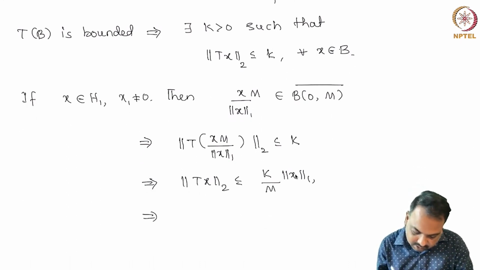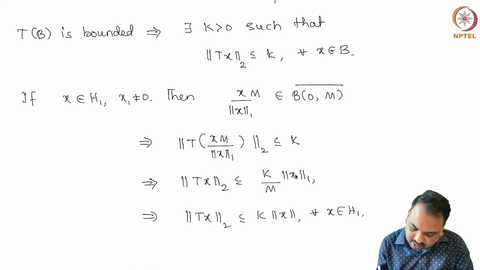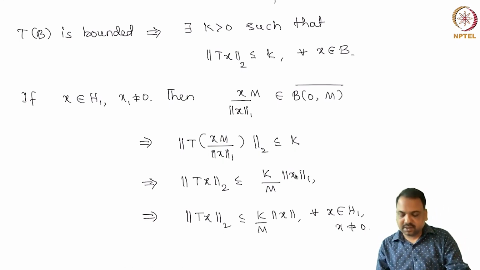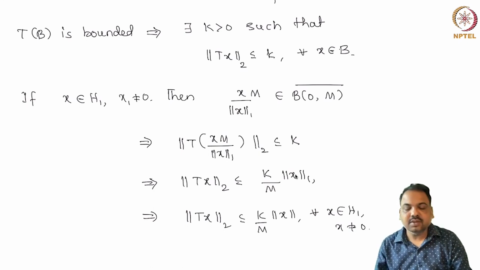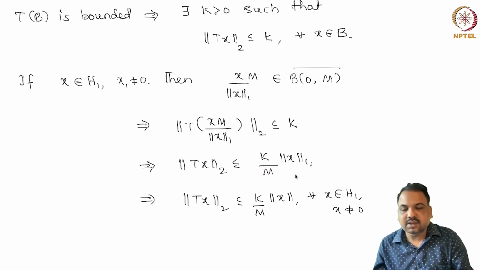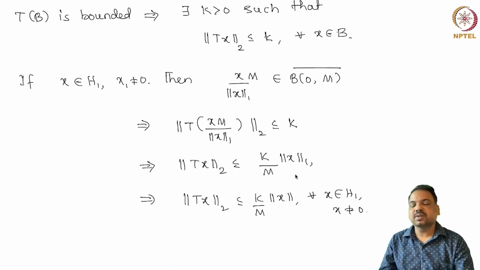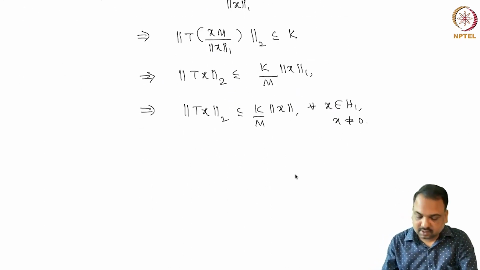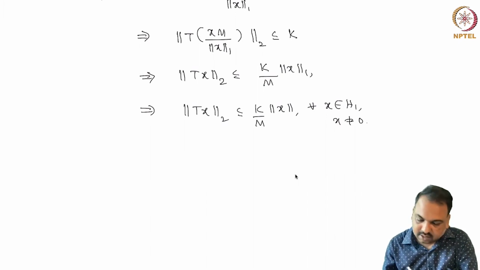So this implies norm of Tx is less than or equal to k times norm x for every x in H1 and x non-zero, k by m. And when x is 0, automatically the left hand side is 0 because T of 0 is 0. Anyway, norm x on the right hand side is 0. So that means this inequality is true whenever x is 0. So from this we can conclude that.